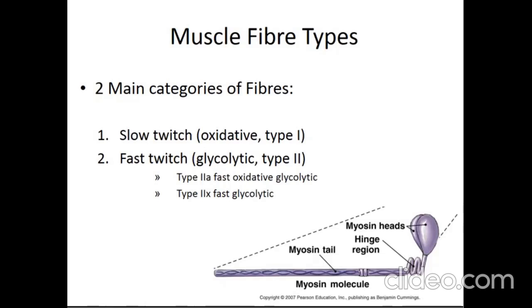type 2A, which is a hybrid between slow and fast twitch. And this type 2A fiber resists fatigue to some extent. And the other category for the type 2 is called the type 2X, which is purely fast twitch. This fiber can generate a lot of force, but fatigues very quickly.